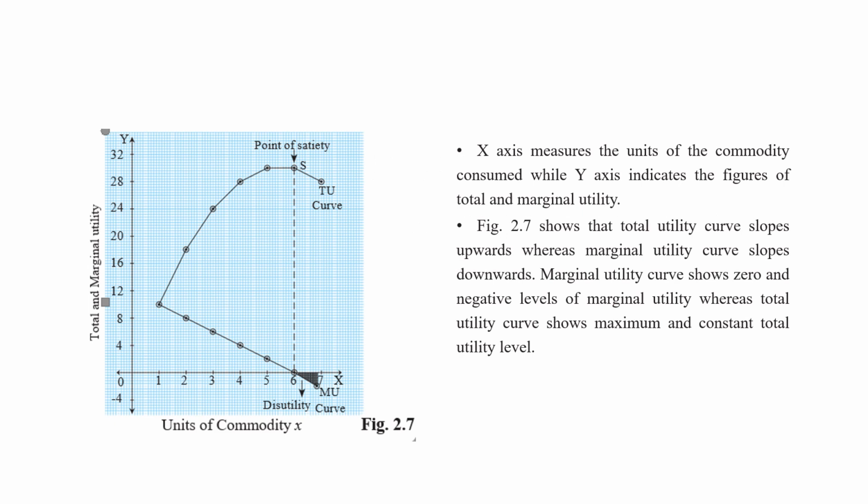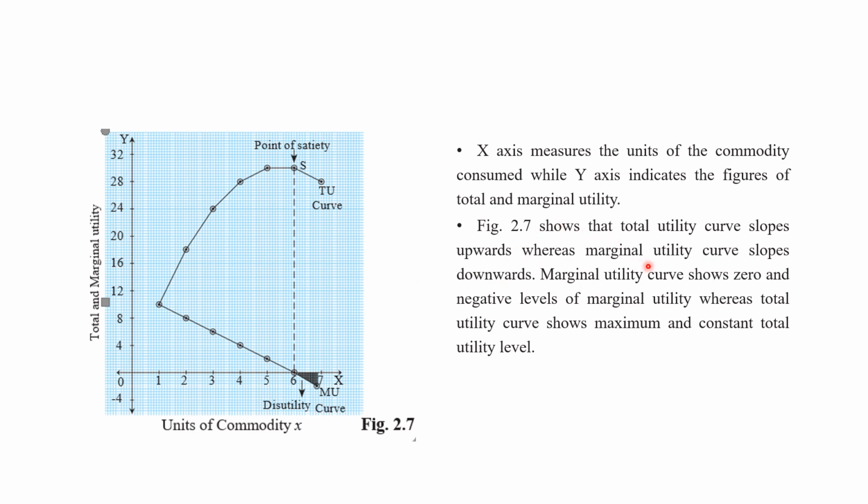Okay, let's look at the diagram. The x-axis measures the unit of commodity consumed. So how many units of commodity you have consumed means 1 apple, 2 apples, 3 apples, 4 apples. That is the unit of commodity, while the y-axis indicates the figure of total and marginal utility. This is the x-axis, it shows the unit of commodity, and this is the y-axis, it shows total and marginal utility.